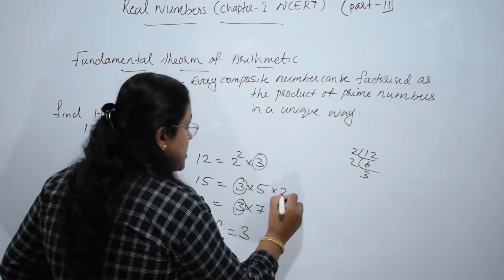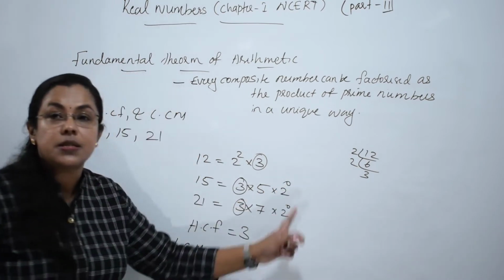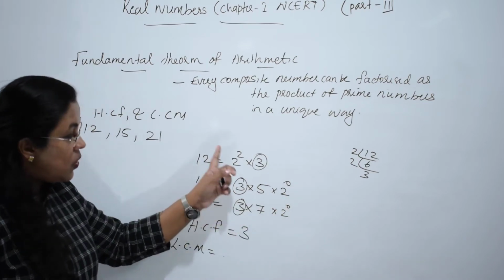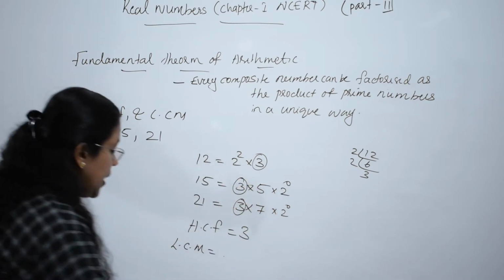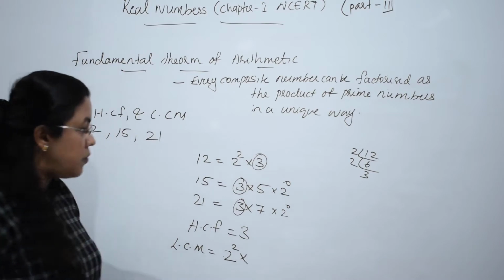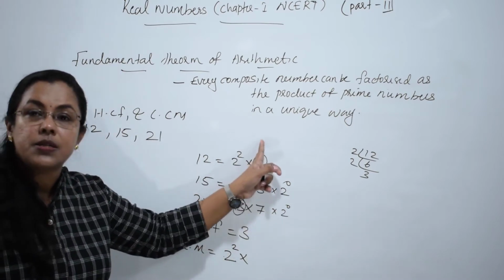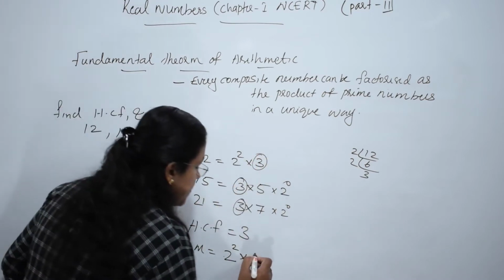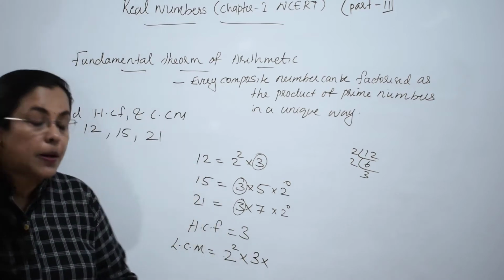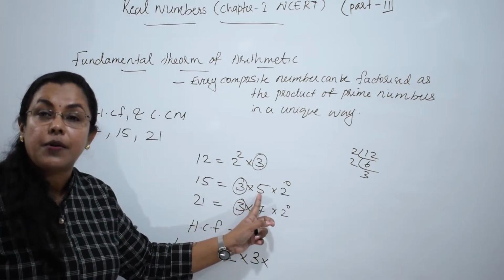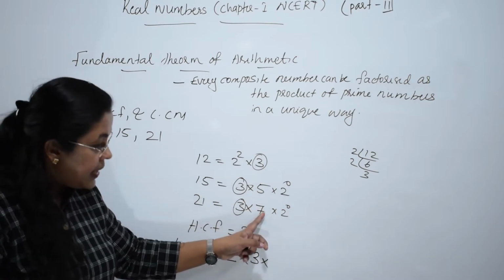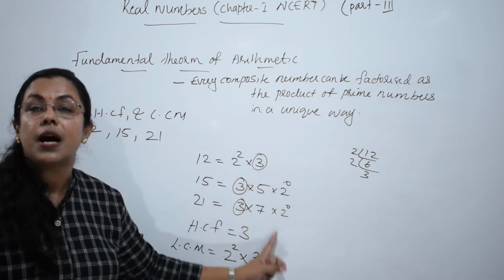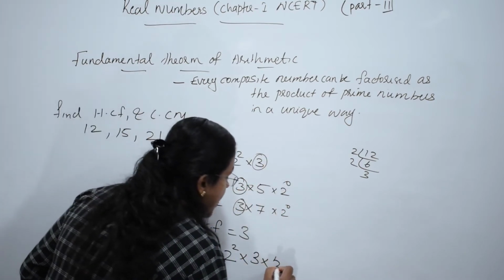This 2 does not contain 2, that means this is nothing but 2 to the power 0. 2 to the power 0 is 1. So, what is the highest power of 2? 2 square. So, 2 square into, what about the highest power of 3? This is 3 to the power 1, 3 to the power 1, 3 to the power 1. Highest power is 3. Now, what is the next prime number? 5. What is the highest power of 5? 5 to the power 1. It does not contain 5, that means it is 5 raised to 0. What is the highest power? 5 itself. So, write 5.